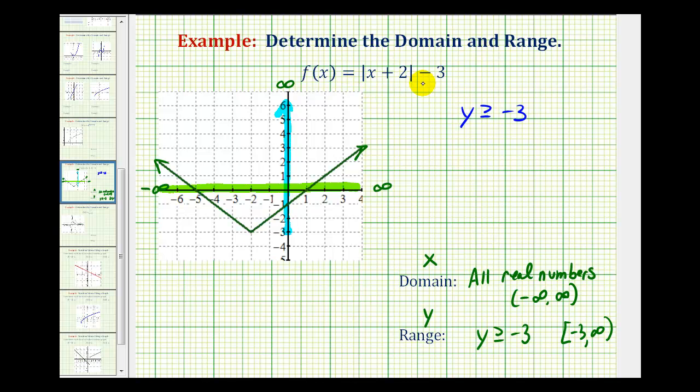So I know it can be challenging to just think about what the domain and range would be given the function. So I think it's always helpful to sketch a graph of the function and analyze the graph, if nothing else, just to verify the domain and range.